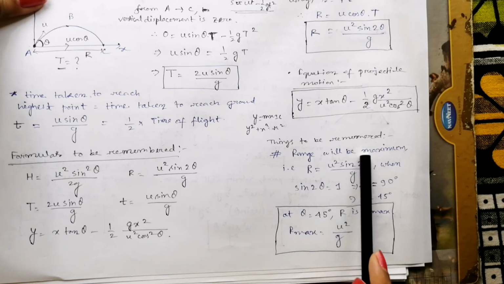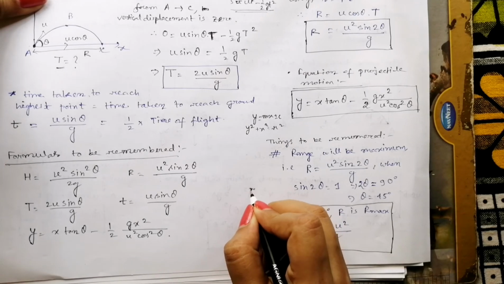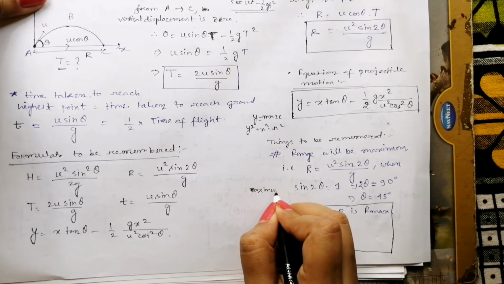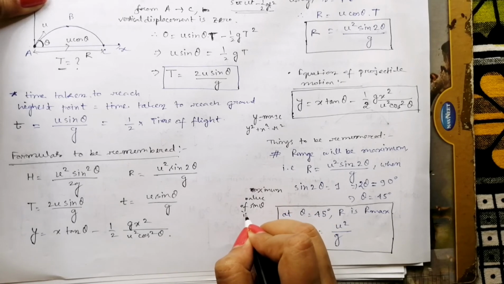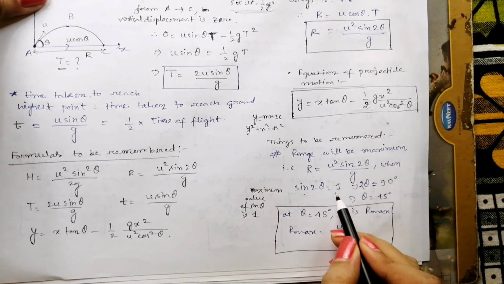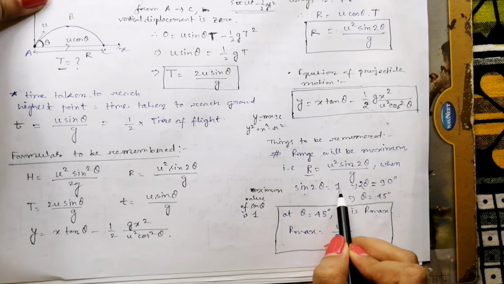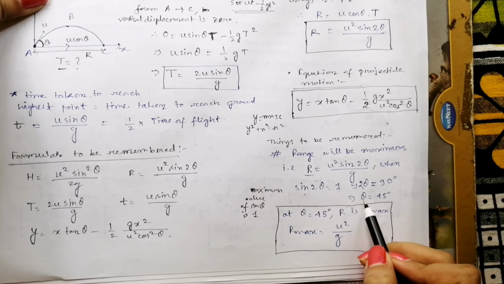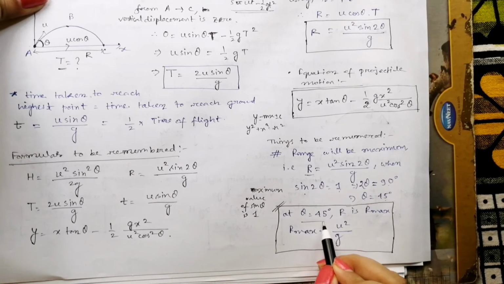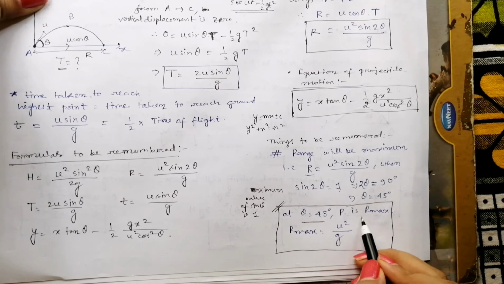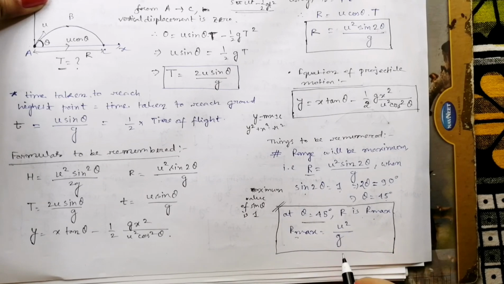When sin 2 theta is maximum, and you know that the maximum value of sin theta is 1. So if sin 2 theta is 1, then r will be maximum. If sin 2 theta is 1, then 2 theta is 90 degree and theta is 45 degree. So you need to remember this: when theta is equal to 45 degree, the range is maximum. And what is the value of r max? That is u square by g.